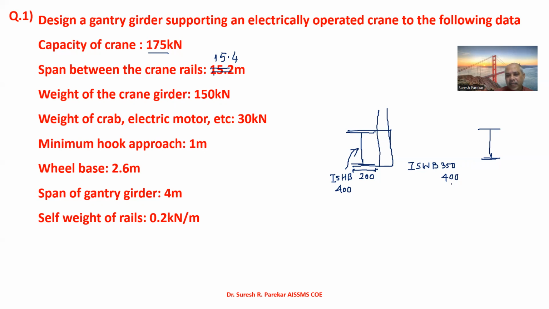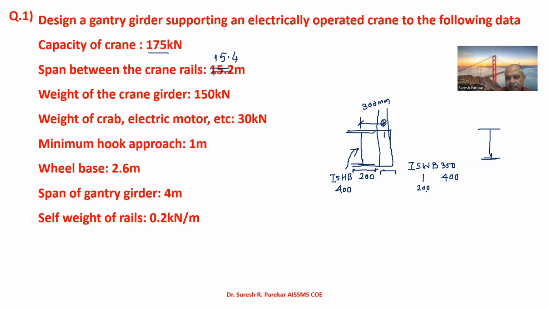And for this also, the ISWB width we are generally going to consider as 200. So considering this, let us take the distance from this to the center of this as 300 millimeters. So my rail is over here. Now we have the beam, so this I have considered as 100 to the center of this.